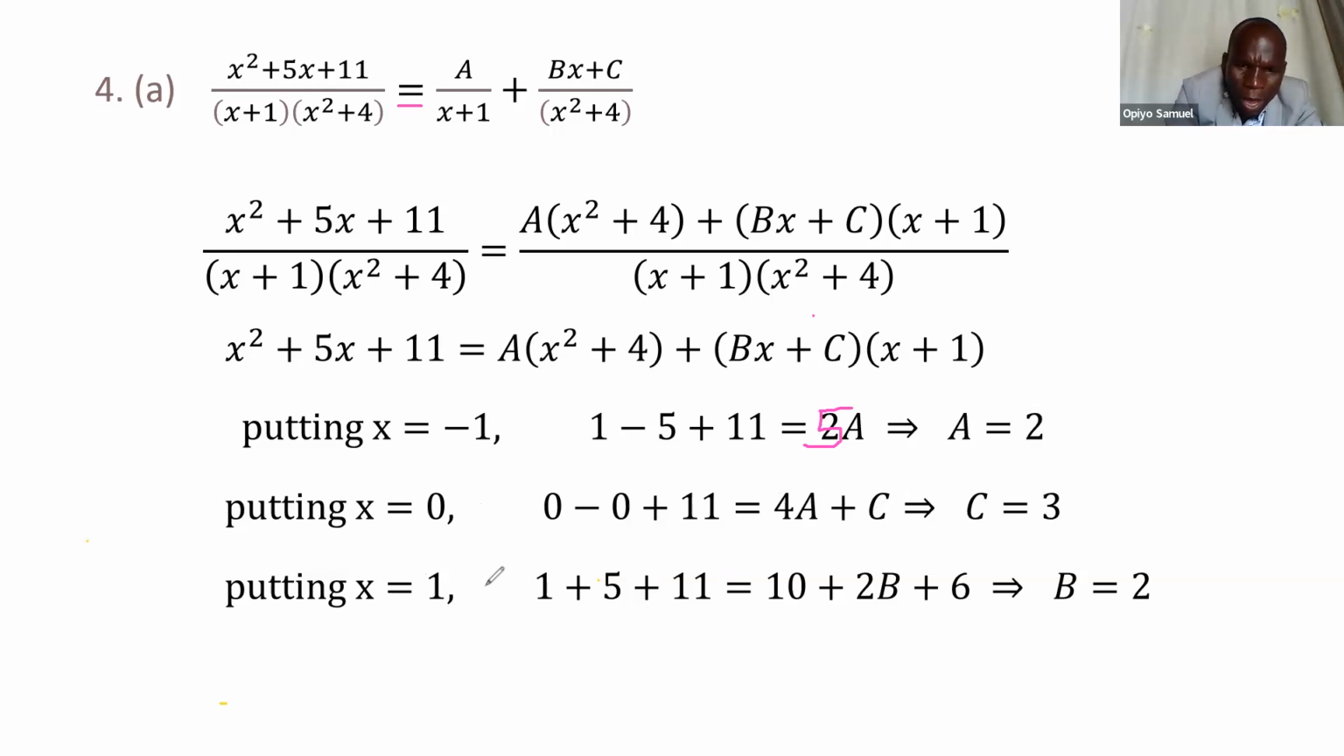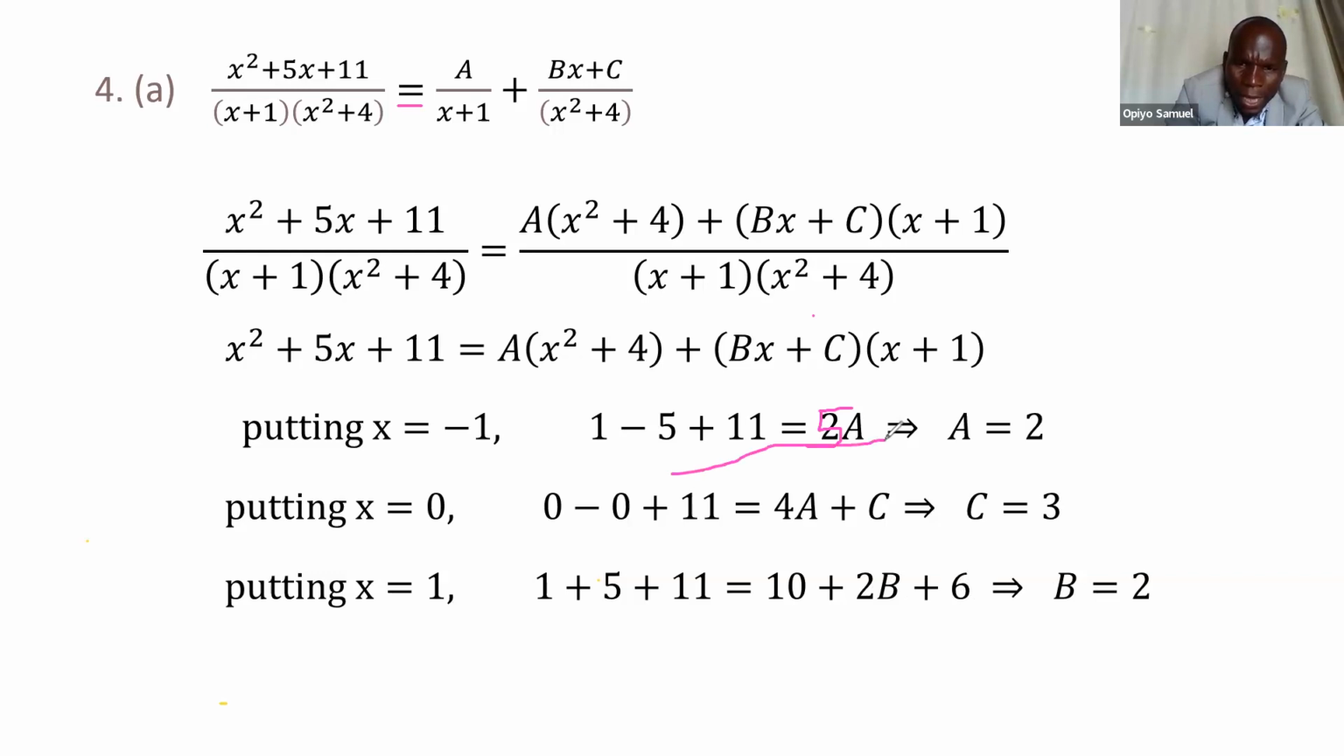Putting x equal to 1, we get 1 plus 5 plus 11 equals 10 plus 2b plus 6, because c is already 3. So it gives us 6. And from here, we get b to be equal to 2.